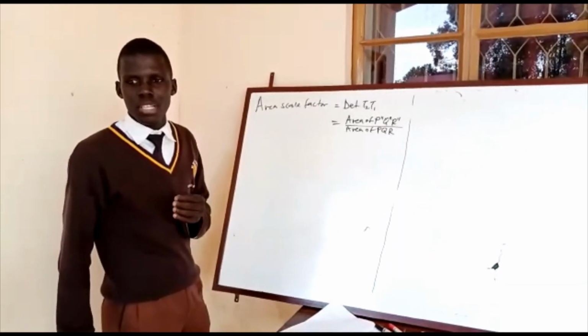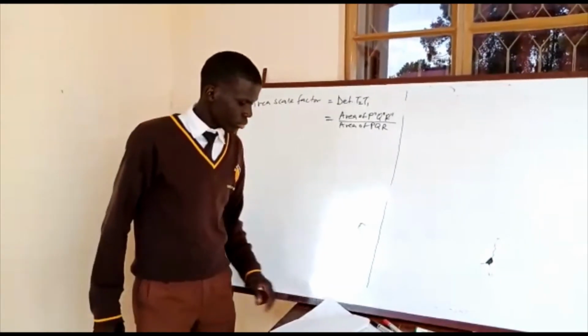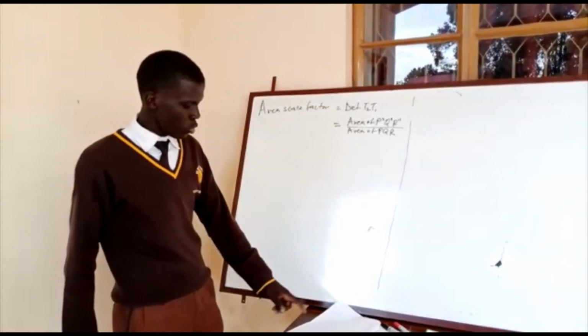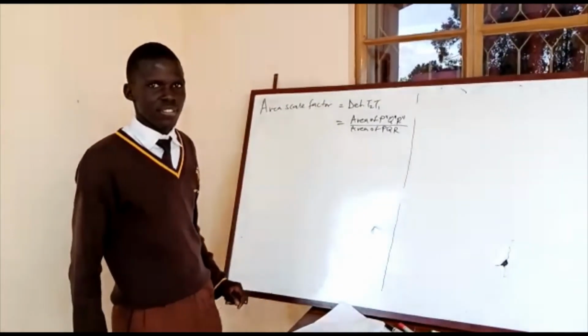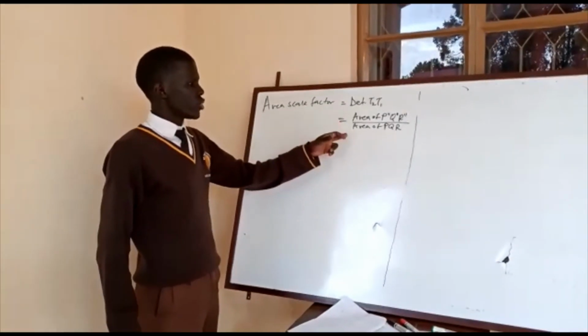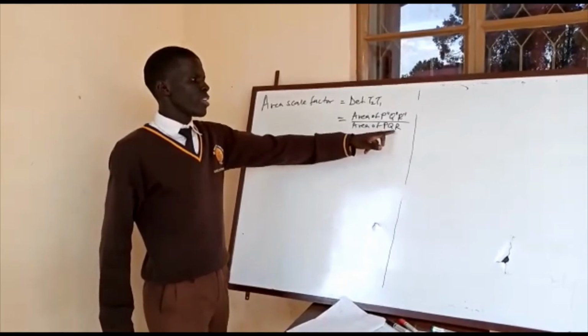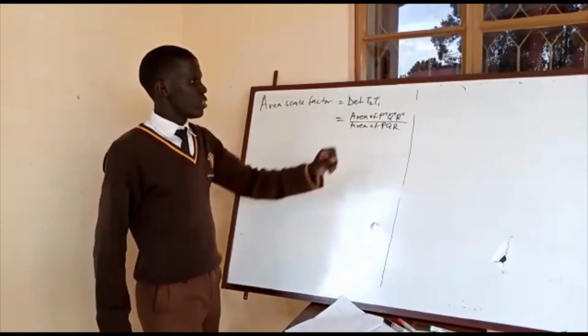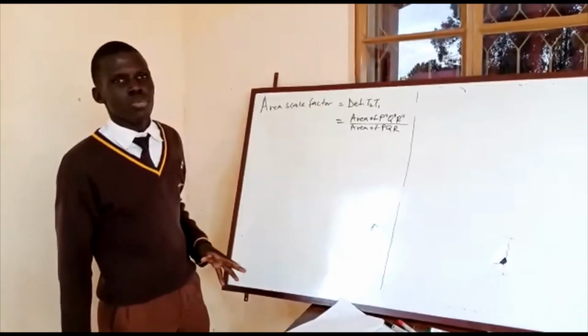Thank you, my brother Felix, for taking us through the numbers. Allow me once again to take you through part E of number 7. Part E of number 7 wants us to get the ratio of the area of triangle PQR to the area of the image P double prime, Q double prime, R double prime.